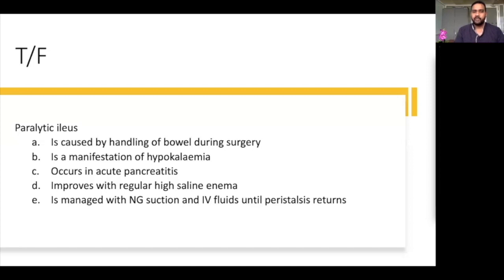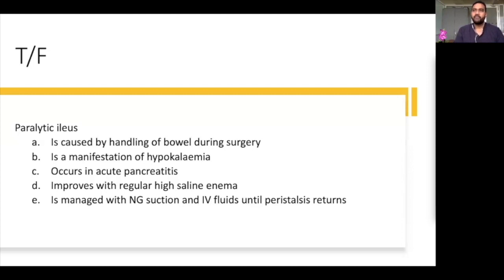It improves with regular high saline enema. No, paralytic ileus involves the small bowel. Because of that, whatever enema we give, it does not resolve the paralytic ileus. So that is false. It is managed with NG suction and IV fluids until peristalsis returns.